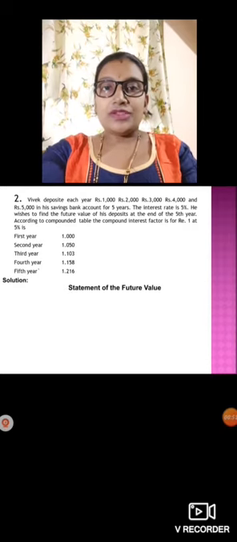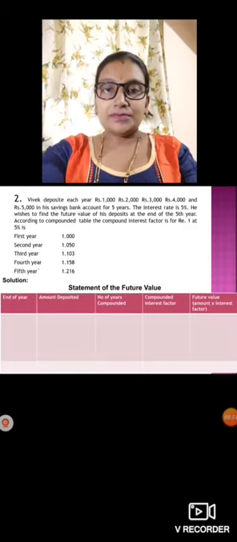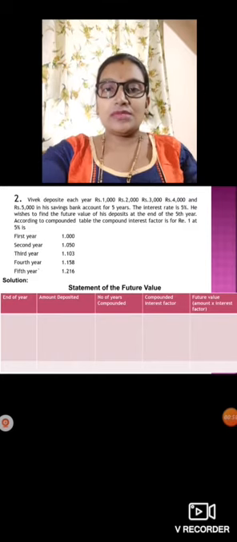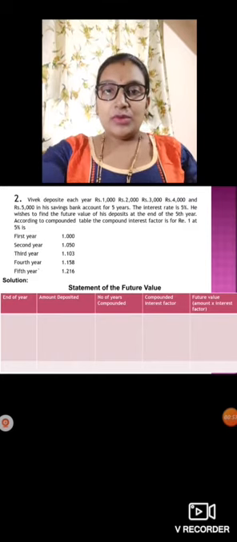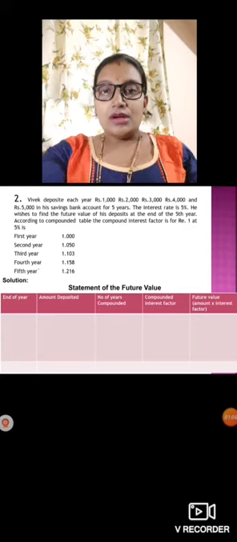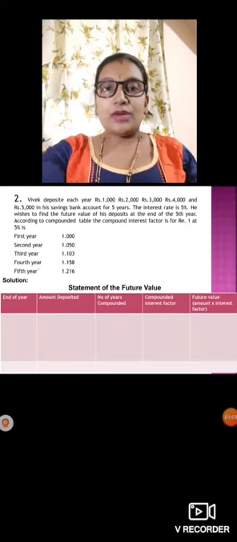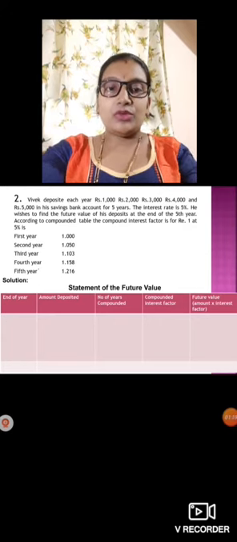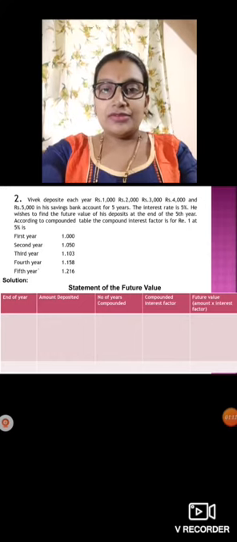We have to prepare a statement of future value. As usual, 5 columns: end of the year, amount deposited, number of years compounded, compounded interest factor, then future value. How to calculate future value? Amount deposited into compounded interest factor. Both you have to multiply to get the future value.